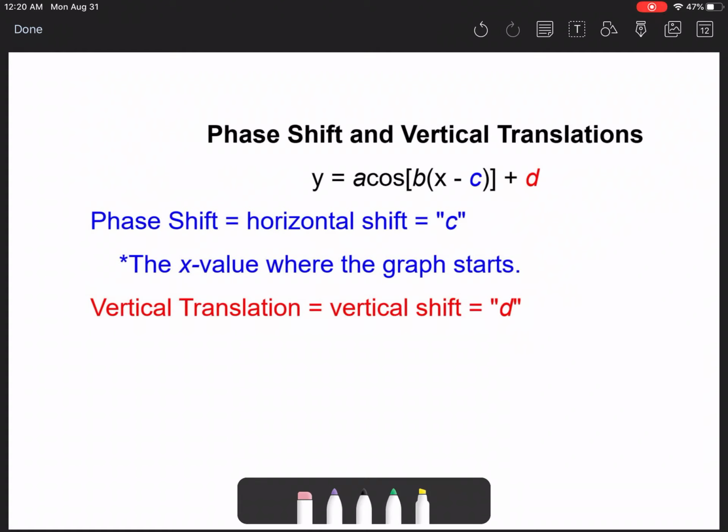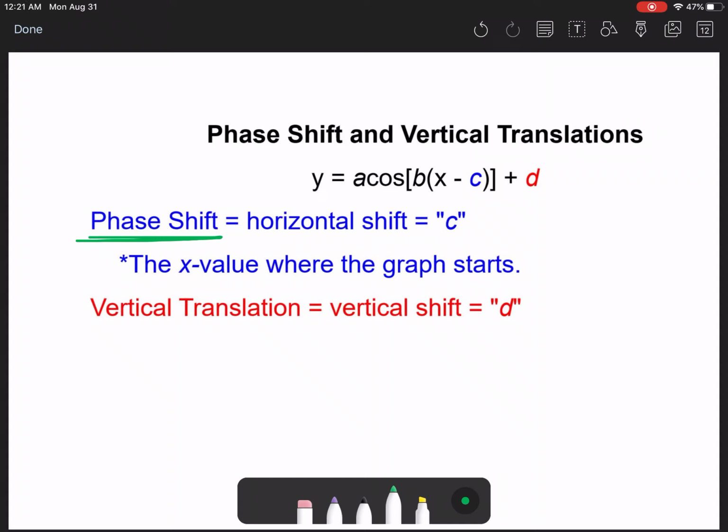All right, guys, today we are going to add shifts to our trig graph. So we're going to be shifting it horizontally and vertically. Now, in the world of trigonometry, we do not call a horizontal shift that. We call it a phase shift. So you're never going to see that word horizontal. You've got to understand, though, that's what phase shift means.